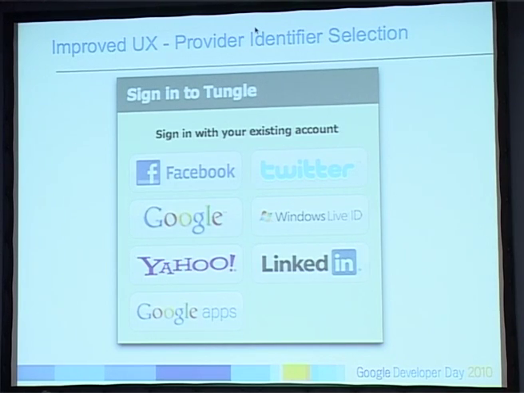So rather than just be this open-ended system, they put up shortcuts to common identity providers. This is the interface for Tungle, and you can see here you have Facebook and Twitter and Google and a whole bunch of other providers. This makes it really easy for users, but the problem is OpenID had this promise of being a decentralized system where anyone can have their own identity provider. So how exactly do you do this, right?